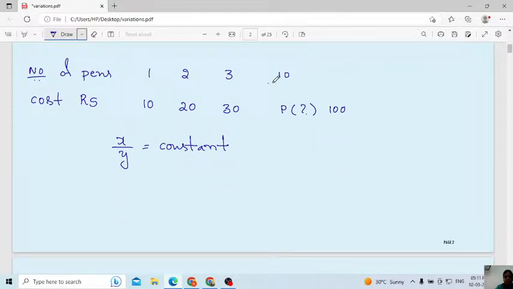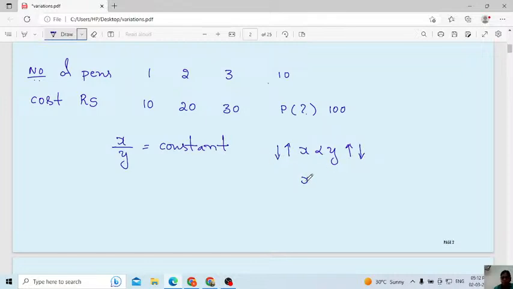In the direct proportion, x by y will be constant. Here, already you know x is directly proportional to y. What is the meaning of this? As the value of x increases, the value of y increases. As the value of x decreases, the value of y decreases. Both are directly proportional to each other.